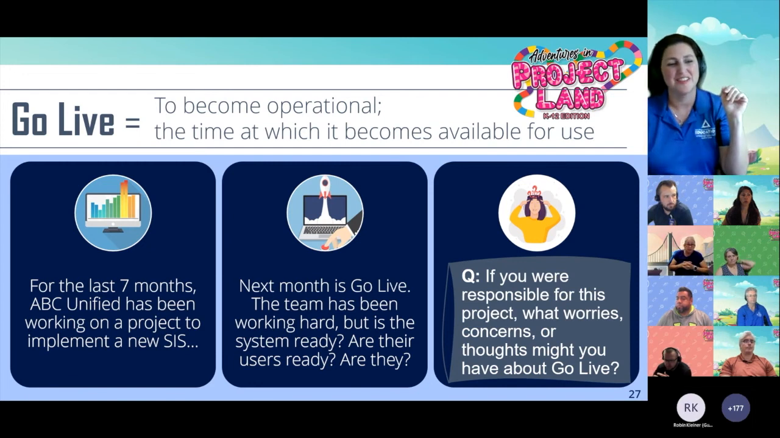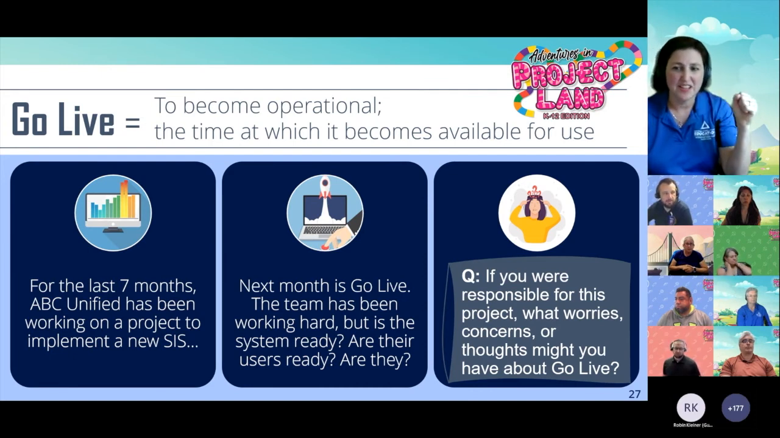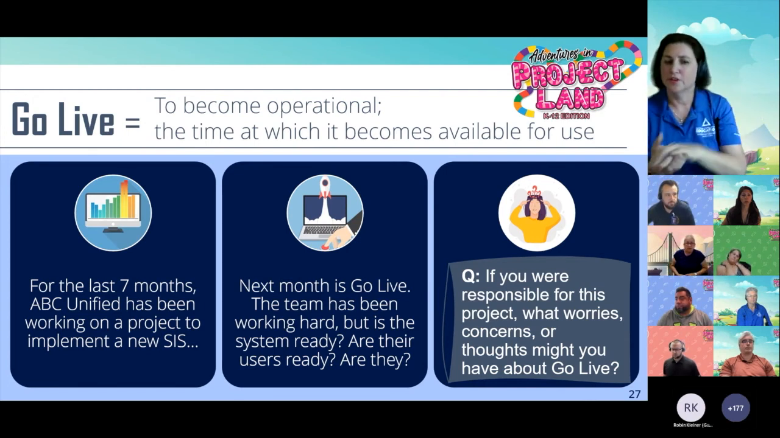So let's say for the last 7 months, we've been working on this project to implement a new student information system, and then next month is go live, and we've been working really hard, but are we ready? Are the users ready, right? So have we done all the testing and all the training? Okay, so if you are responsible for this project, what might be worrying or concerning for you? What thoughts do you guys have around go live?